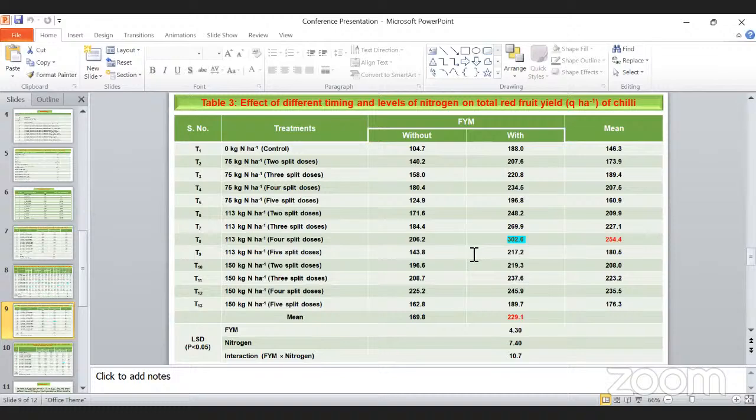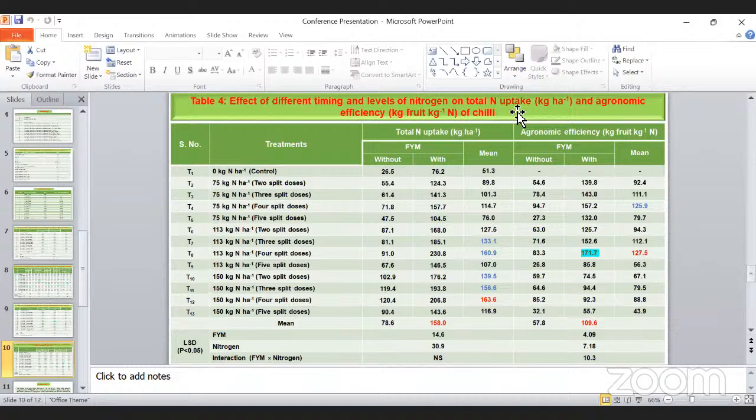So there is a significant interaction, and the higher fruit yield was in the F25 T4 treatment, that is 113 kg nitrogen in equal splits, which is more as compared to 150 kg nitrogen. And in this result, it was also found that 75, 113, and 150 kg nitrogen in 4 splits is better than the 3, 2, and 5 split doses.